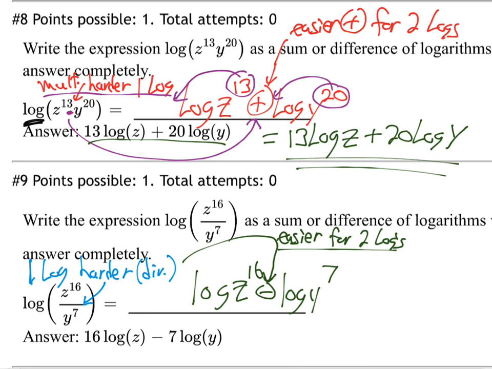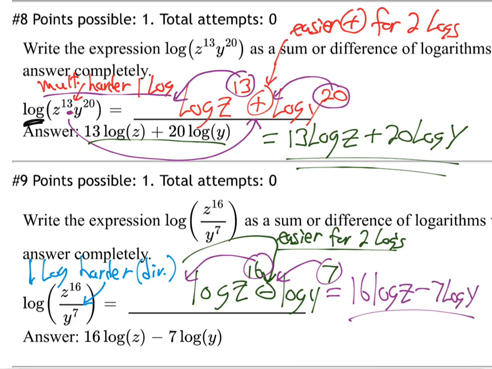And then we cannot leave those powers. The power is going to drop down. 16 log z minus 7 log y. There we go. There's the answer. Put parentheses around these guys. There we go. Same thing on that last one.